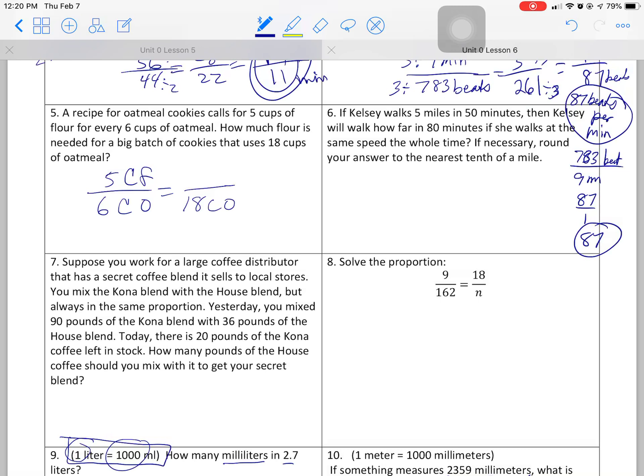18 cups of oatmeal. So remember, if I did flour on top and oatmeal on the bottom, then this side better be flour and oatmeal. So watch where you're writing it. It matters. Okay? So you can put an X there if you want. And then you can cross multiply or just make equivalent fractions.